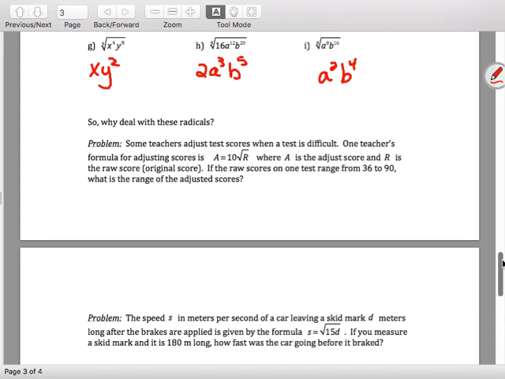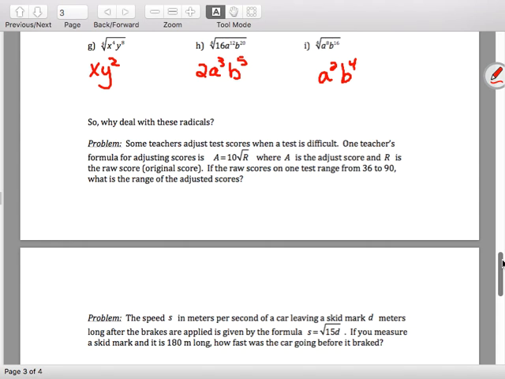So here's a situation. Some teachers adjust test scores when a test is difficult. You might have had a teacher, it's not very common in high school, but in college it's quite common for a college professor to curve. But you may have had a couple of times where a teacher in high school might curve. I rarely do that. I don't give you a test or a quiz unless I think you're ready for it. But sometimes it can go haywire and a teacher does need to curve it for some reason.